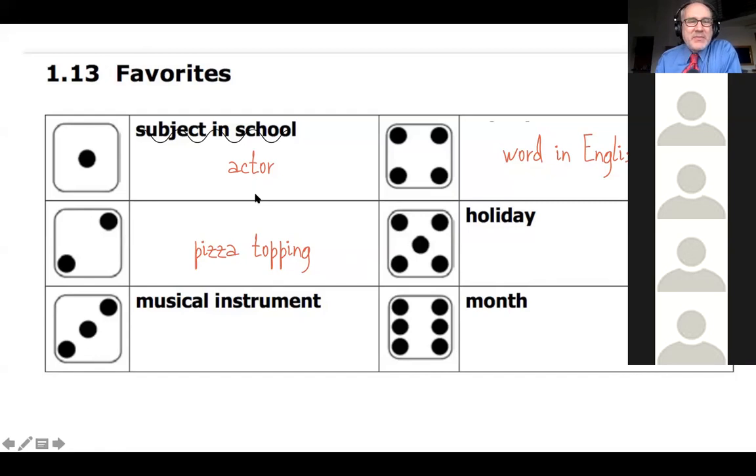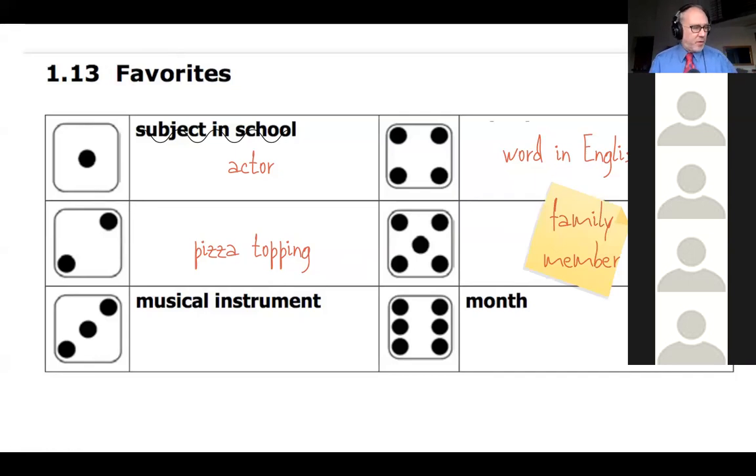So as we continue to roll the die, imagine that you're students in groups. You are rolling the die. I just rolled a 1. So we've already said actor, but we could roll again. This time I get a 5, and it is family member. Who's your favorite family member?